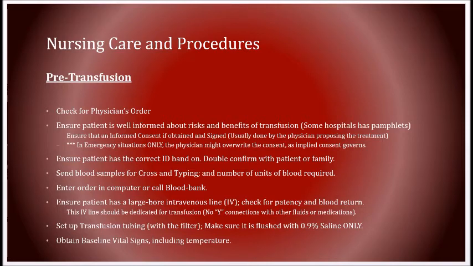Then we need to set up the tubing. Make sure that the IV tubing has a filter in it. The filter's purpose is to filter any bacteria that might have sneaked into the blood. Okay. Always flush it with saline, normal saline, 0.9 only. No D5, no Ringer's, no 2/3 and 1/3.